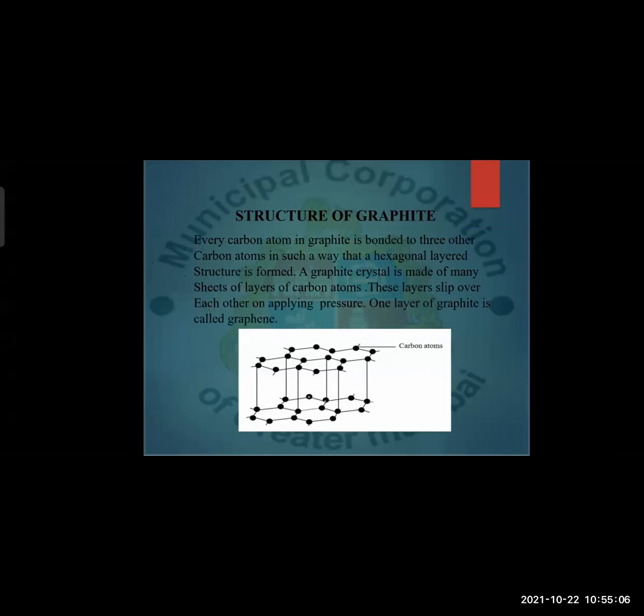Okay. Every carbon atom in graphite is bonded to 3 other carbon atoms in such a way that a hexagonal layer structure is formed. You know hexagon? What is a hexagon? First, you must know this. Then only you will understand hexagonal shape. Hexagon means a geometrical figure which has 6 sides.